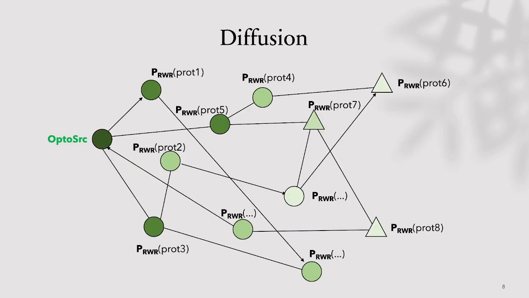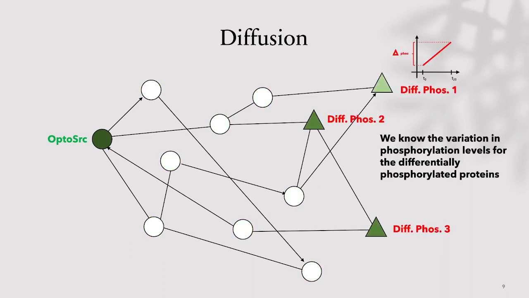So how do we proceed? Well, we use random walk with restart, a network diffusion method. Here you can see the effect in green of diffusing from opto-Src in a network. The greener the protein, the more the protein receives signal. Notice the triangular proteins. The triangular proteins are the proteins which are differentially phosphorylated in our experiment, and for which we have quantitative information of the signal that they receive.